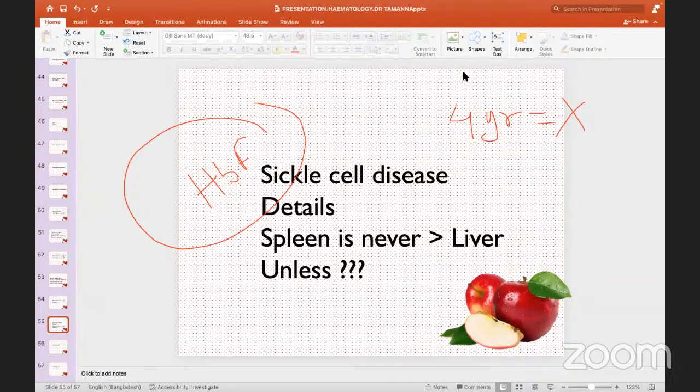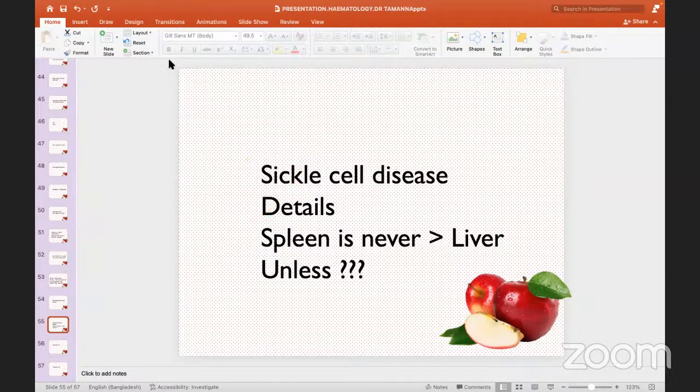That is the reason we give penicillin prophylaxis for every patient of sickle cell disease as soon as they are diagnosed, because we want to prevent the splenic dysfunction. When the spleen is not working properly, it cannot destroy the capsulated organisms like Haemophilus influenzae, meningococcus, pneumococcus. So to prevent these capsulated organisms, we give penicillin prophylaxis lifelong.